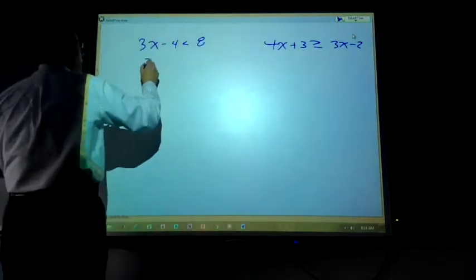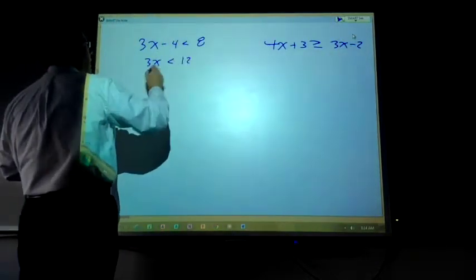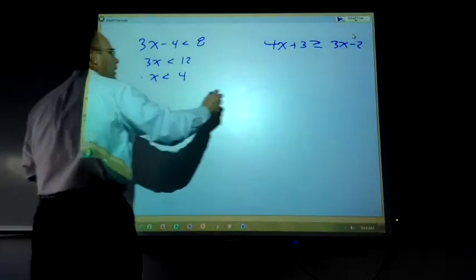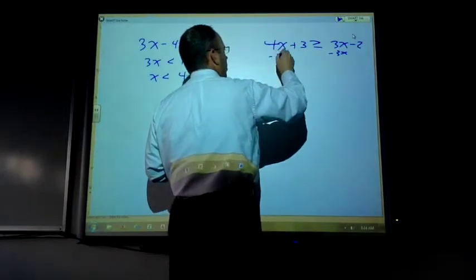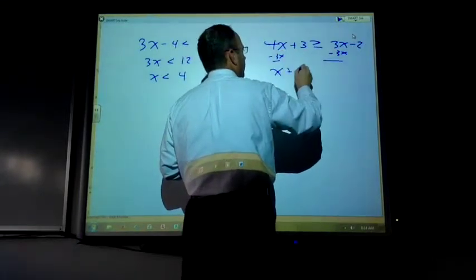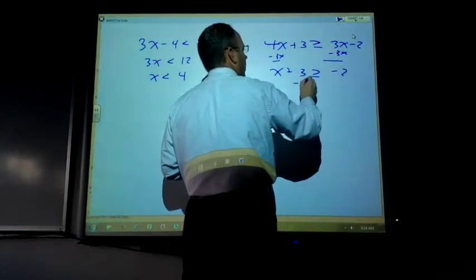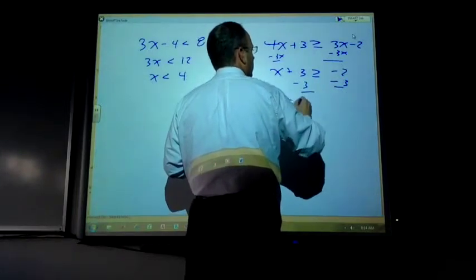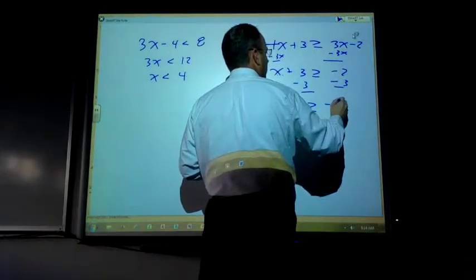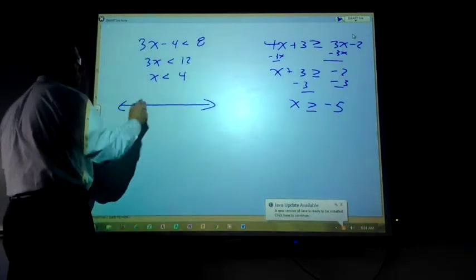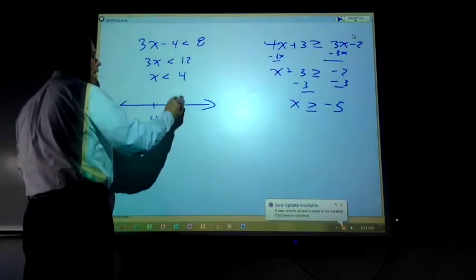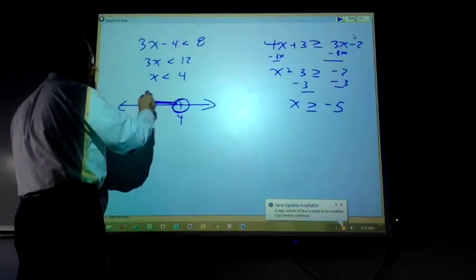So this first one, I would add 4 to both sides, divide by 3. And on this one, I would subtract 3x from both sides. Subtract 3. So this particular one, I have 0 here, I have 4 here, I have an open dot, and I'm shading this way.